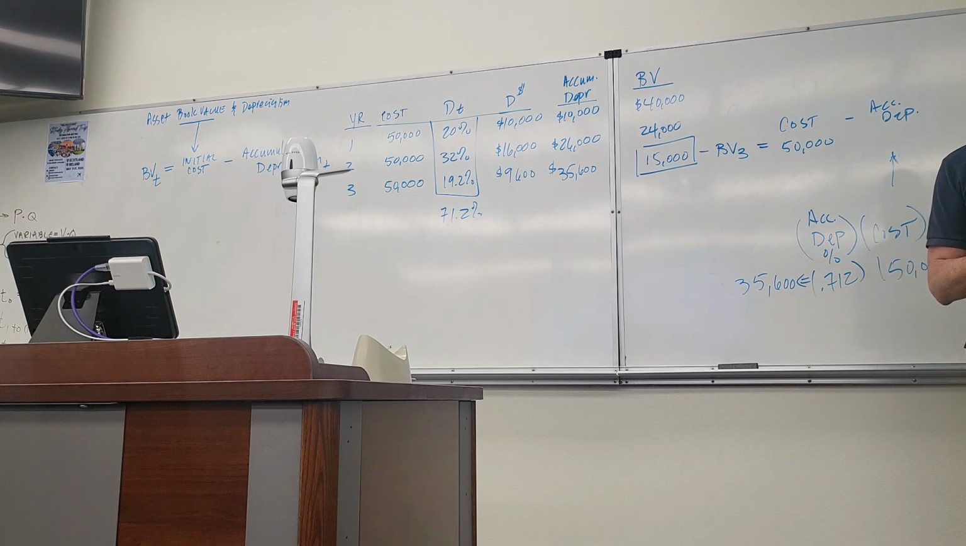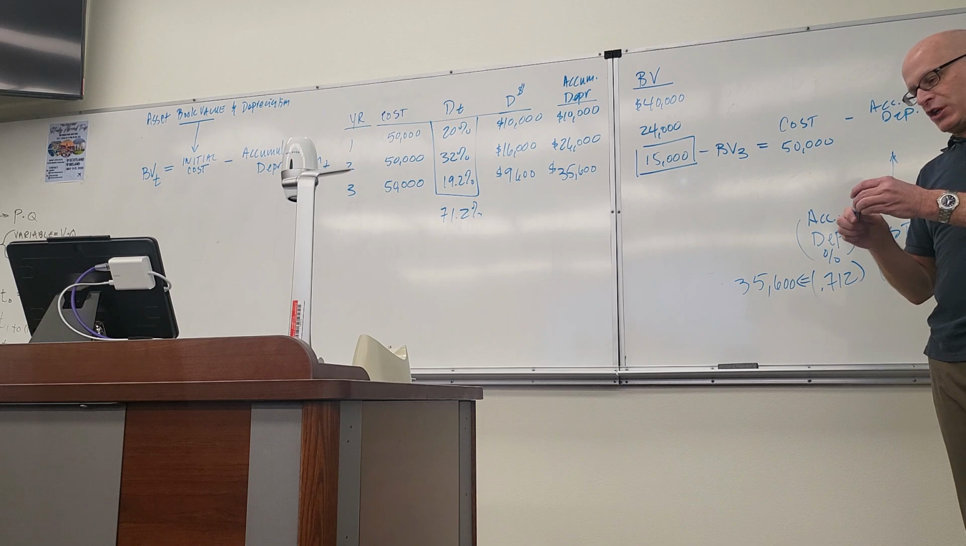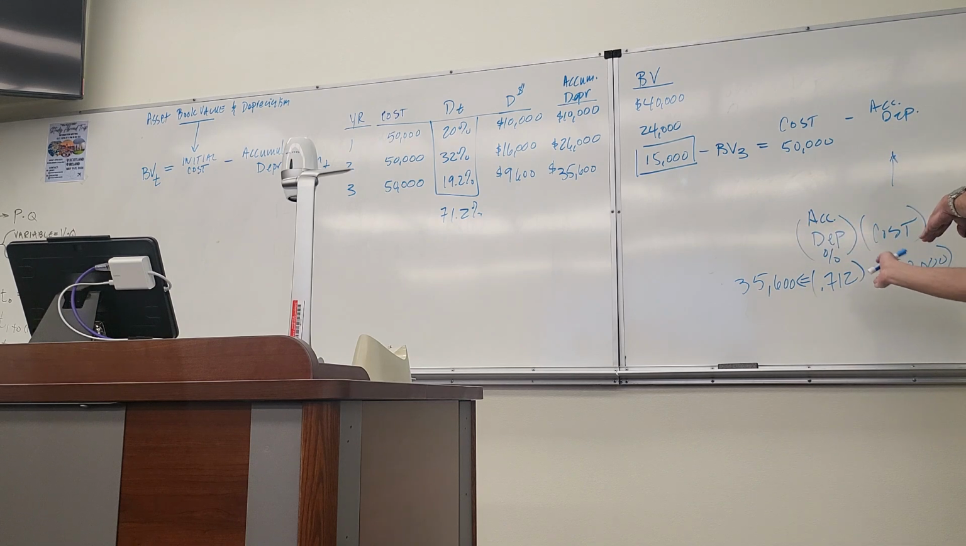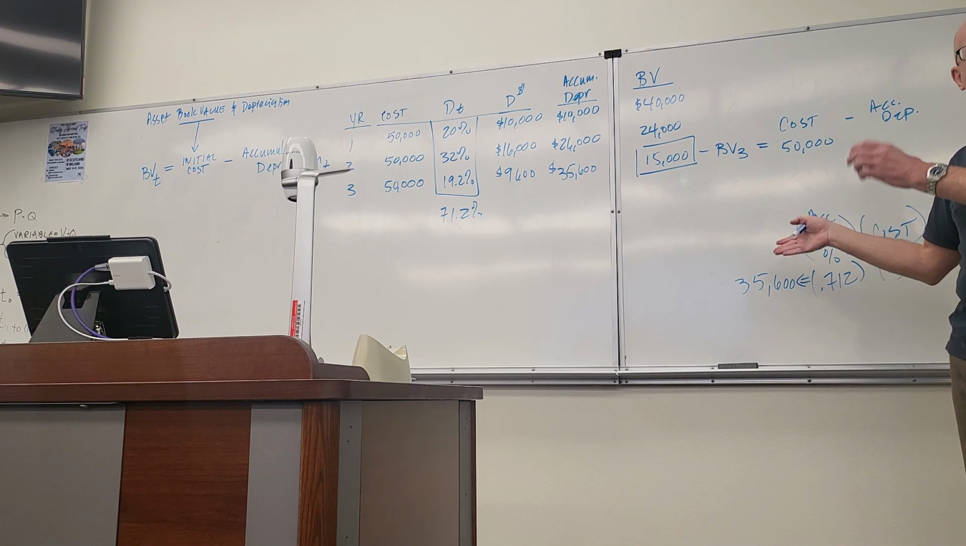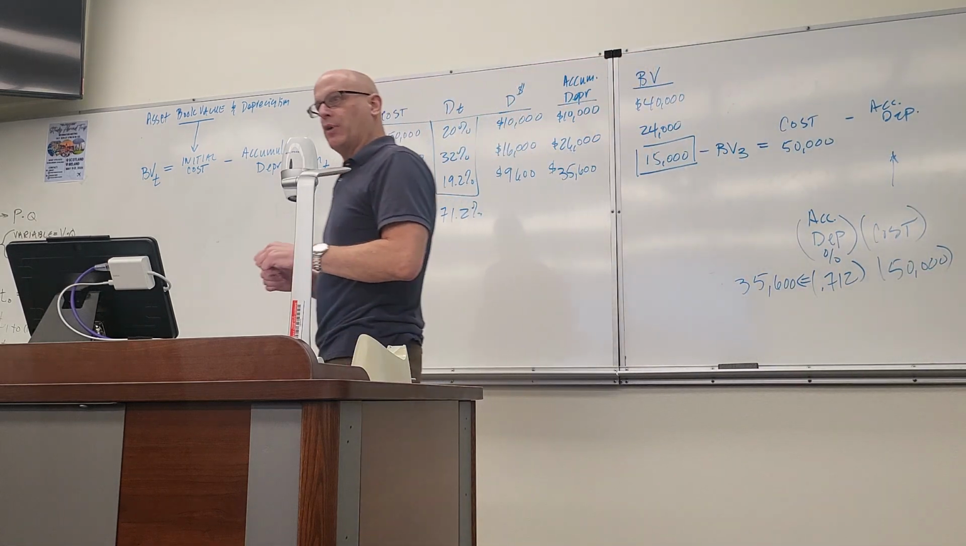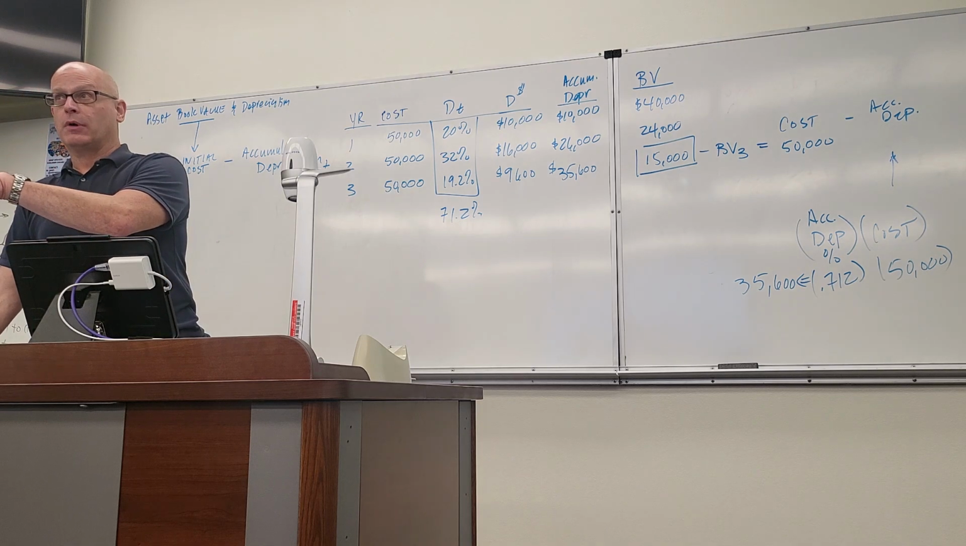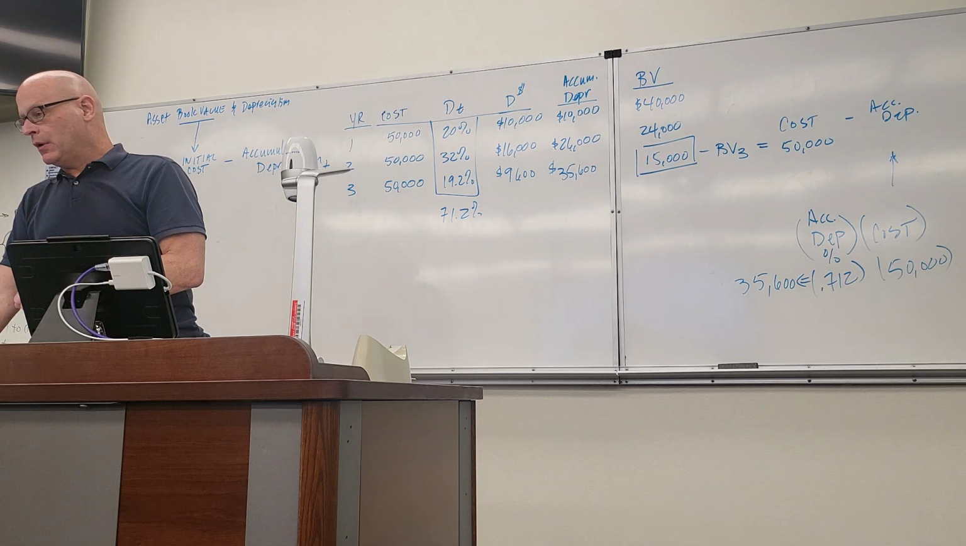That's the quick way. Don't go through the whole table if you don't need to. Just add up the depreciation rates per year, multiply that by your initial cost. That's how much depreciation you've accumulated. Subtract that out of your initial cost, you've got your book value, okay? That's where the numbers come from. So keep that in mind.